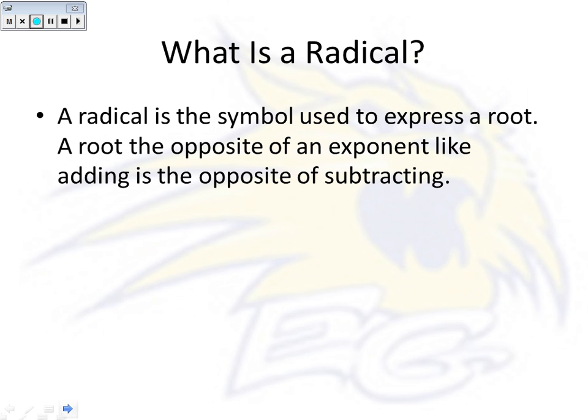So, speaking of which, we need to go over the terminology so we can talk about this a little bit more freely. Here we have a root, or a radical, and the n here is called the index, and the thing underneath the radical is called the radicand.